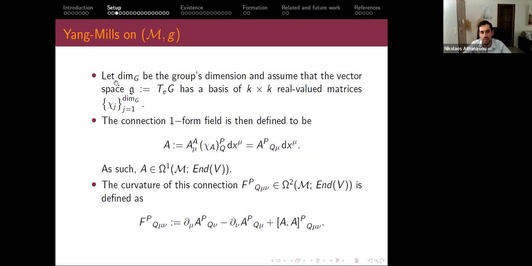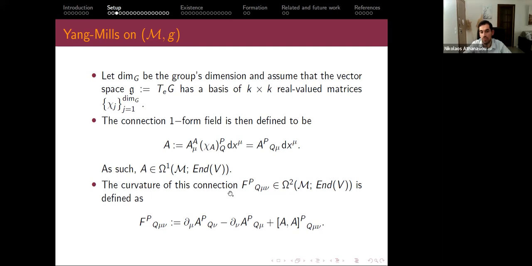If dim G is the group's dimension, and you assume that the tangent space to the identity of the algebra has a basis of dim G, K times K real-valued matrices, where K is the size of the group's representation, we proceed to define the connection one-form field as we see here, okay? And the curvature two-form, which is given as we see here.